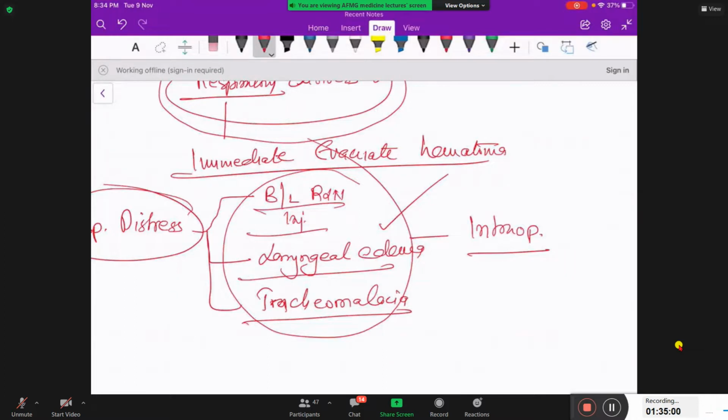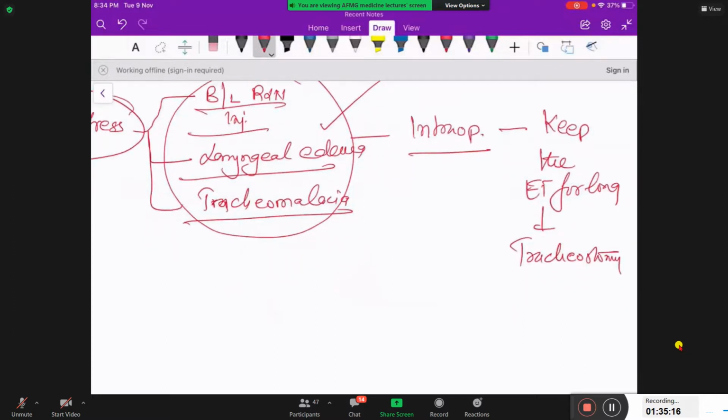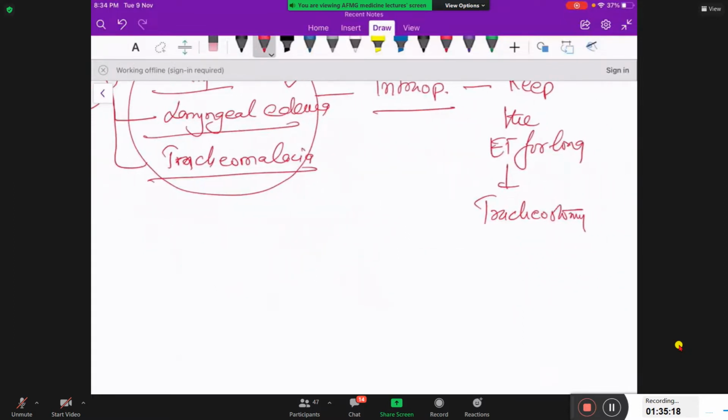So these problems are going to be detected intraoperatively, and the solution for them is to keep the endotracheal tube for long, and later on do tracheostomy. Keep the endotracheal tube for long and then do the tracheostomy. This is the management of these injuries.